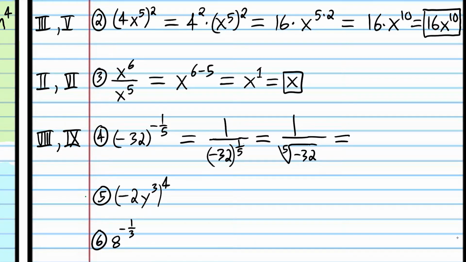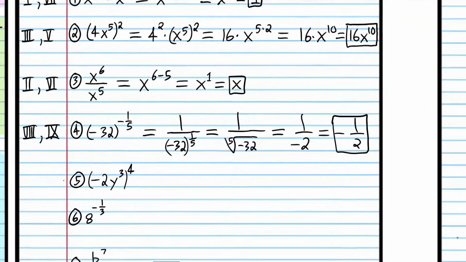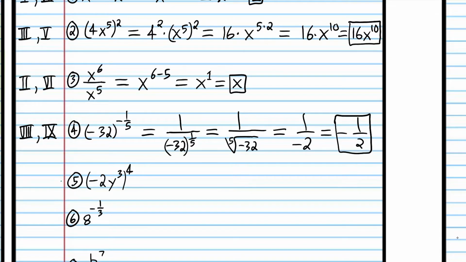And what number times itself 5 times is negative 32? Well, that's just going to be equal to negative 2. And it's traditional to put that negative in front of the, or up level with the fraction symbol.